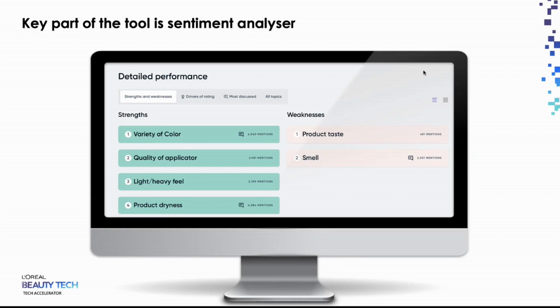One of the key parts of the tool is the sentiment analyzer. We want to be able to say, for a specific product like the one you just saw, what the positive and negative topics are. There is a model trained behind it, and we want to make sure that it's automated, trained, and updated regularly. That's why we wanted to have a Vertex automated pipeline for that.